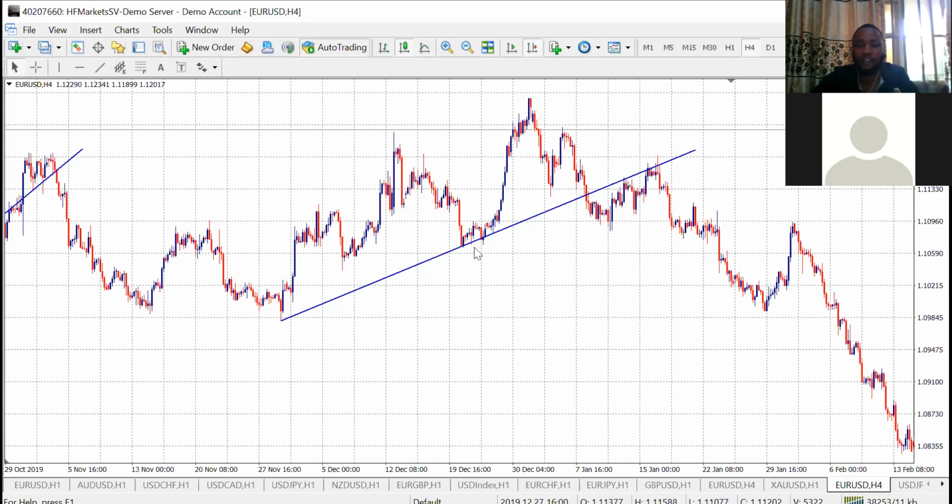It will be very much easier for a trend line to be more valid if it is drawn on maybe a 4 hour time frame or daily time frame. This trend line that I'm drawing here now is being drawn on a 4 hour time frame, which makes it more valid.